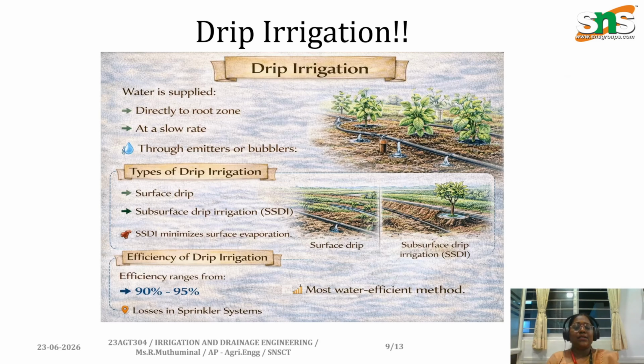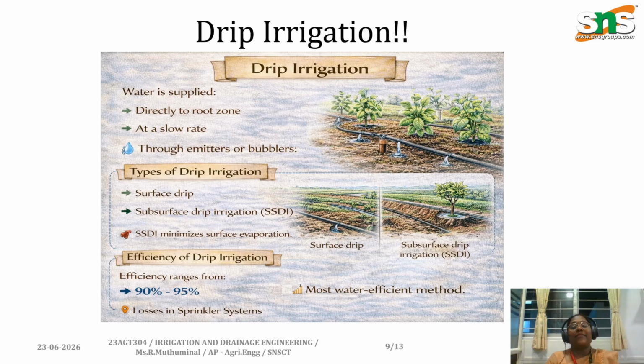Now let us also understand an advanced method called drip irrigation. Drip irrigation supplies water directly to the root zones through emitters and pipelines. Since the water is delivered only when it is needed, losses due to evaporation and runoff are minimized. So it is highly efficient and is particularly suitable for orchards, vegetables and water scarce regions.